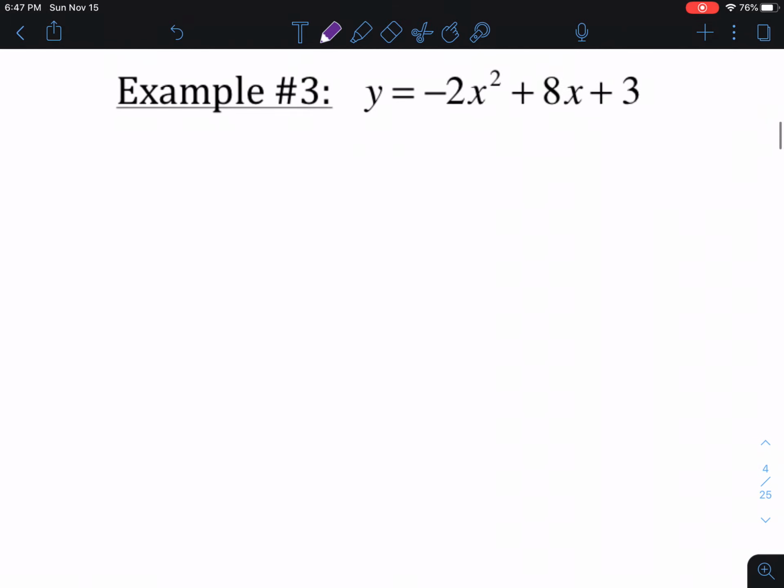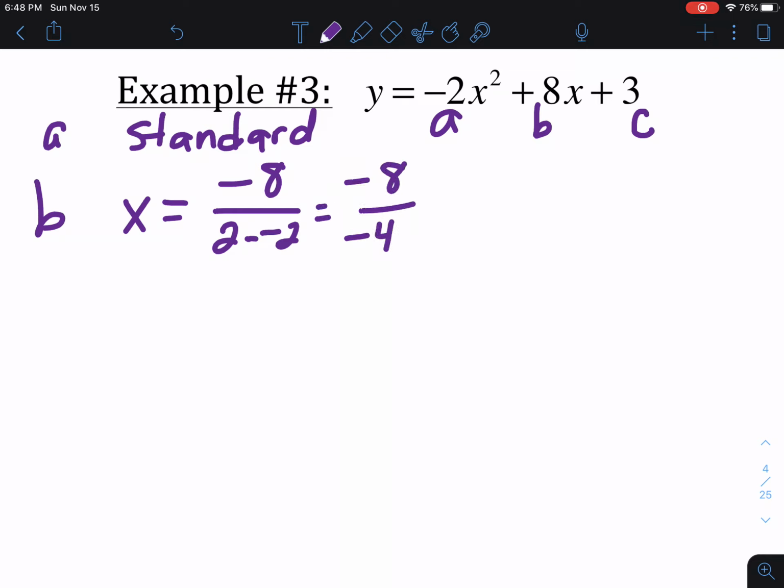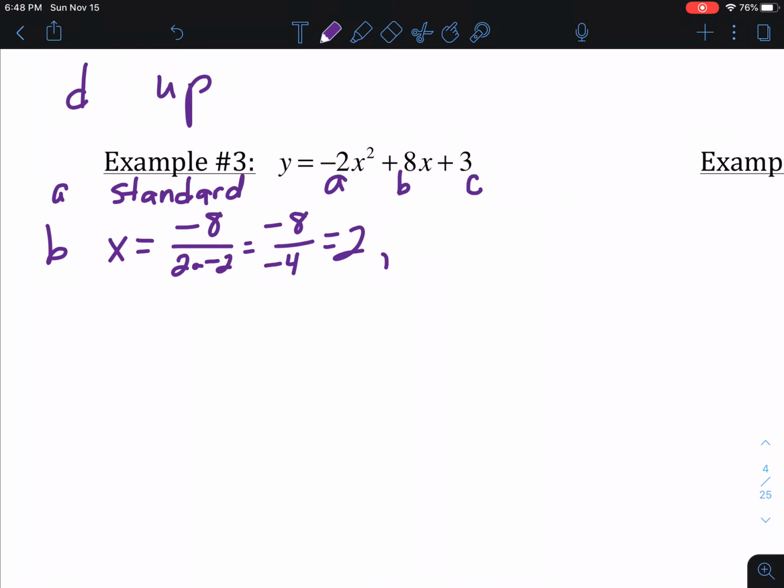Okay, example 3. There are no parentheses. This is in standard form. So A is negative 2, B is 8, C is 3. So we're going to now need to get the vertex. We've got to start off x equals negative b, or opposite of b, divided by 2 times a. So multiply and divide. So the x-coordinate is 2.